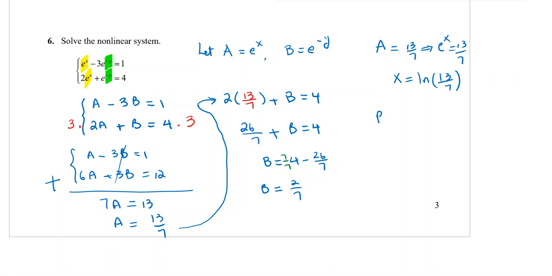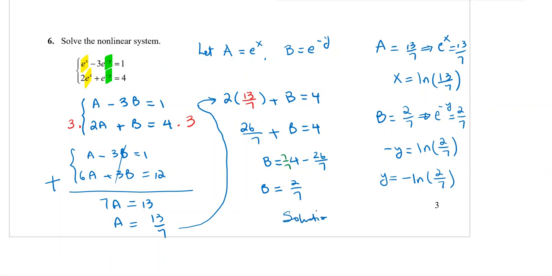And I know that b is 2 over 7. So I'll just substitute in here for what b was. E to the negative y is 2 over 7. Again, we take the ln of both sides. We get negative y equals ln of 2 over 7. To get y by itself, we multiply by a negative. And we get the answer for y. So this system has one solution. X is ln of 13 over 7. And y is negative ln of 2 over 7.